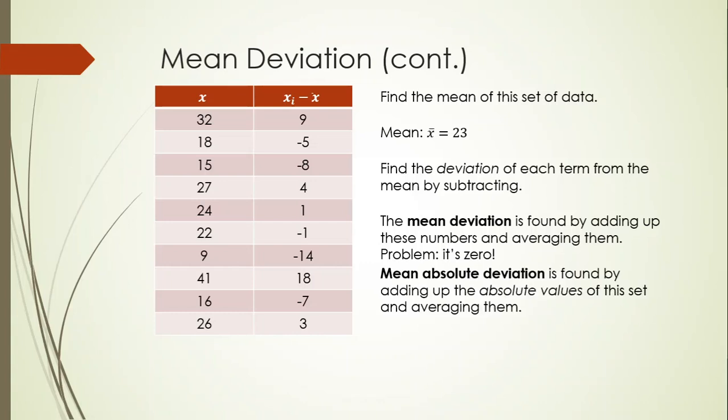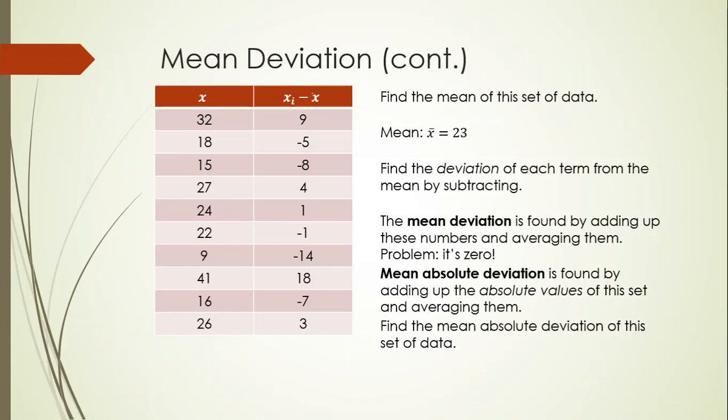We can look at something called mean absolute deviation though. We find that by adding up the absolute values of a set and then averaging those. So remember, absolute value is how far away from 0 a number is. If we're positive, we don't change anything. 9 is 9 away from 0. But when we look at negative numbers, we basically just drop the negative. So negative 5 is 5 units from 0 on the left, if you're thinking of a number line. So the absolute value of negative 5 is just 5. This keeps that average from being 0 because we're only dealing with positive numbers.